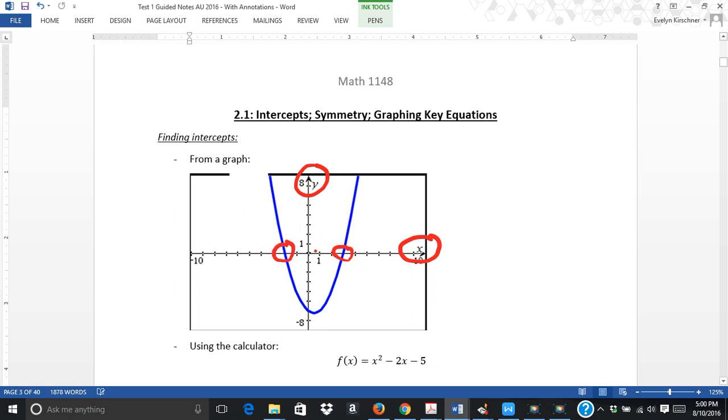And if I look, I can see they're at 3 and -2. Here's my y-intercept. That is hard to find. It's not on a tick mark. So it's not always simplest to find it from a graph. But remember, when it's a y-intercept, what is x? 0. So if I know the equation, I can just plug 0 in for x and find y.